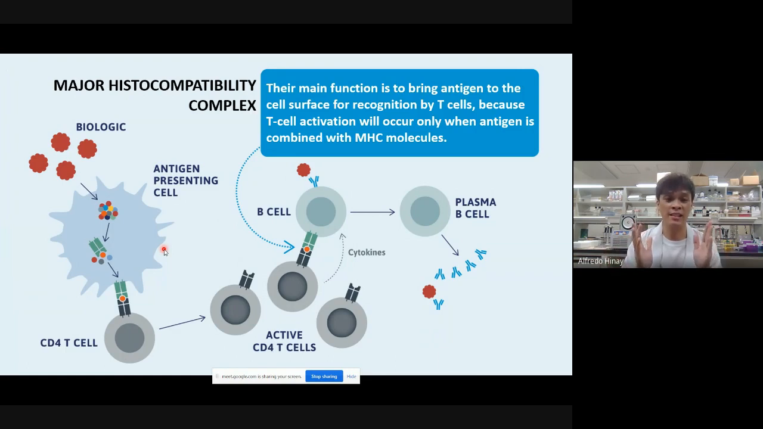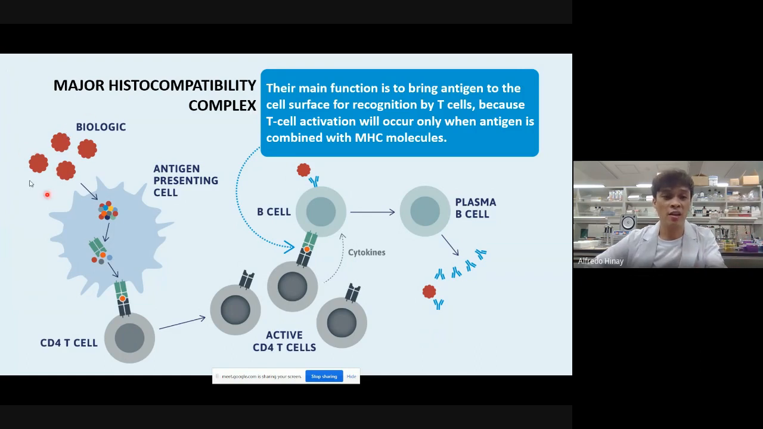That is how important class 1 and class 2 are in terms of presenting the antigen recognized on the innate part to your adaptive. As mentioned in the slide, their main function is to bring antigen to the cell surface for recognition by your T cells, because T cell activation will occur only, take note of this, class, when processed antigen is combined with your class 1 and or your class 2 molecules. See here, so you have a good picture of how your innate and adaptive immunity will interact.